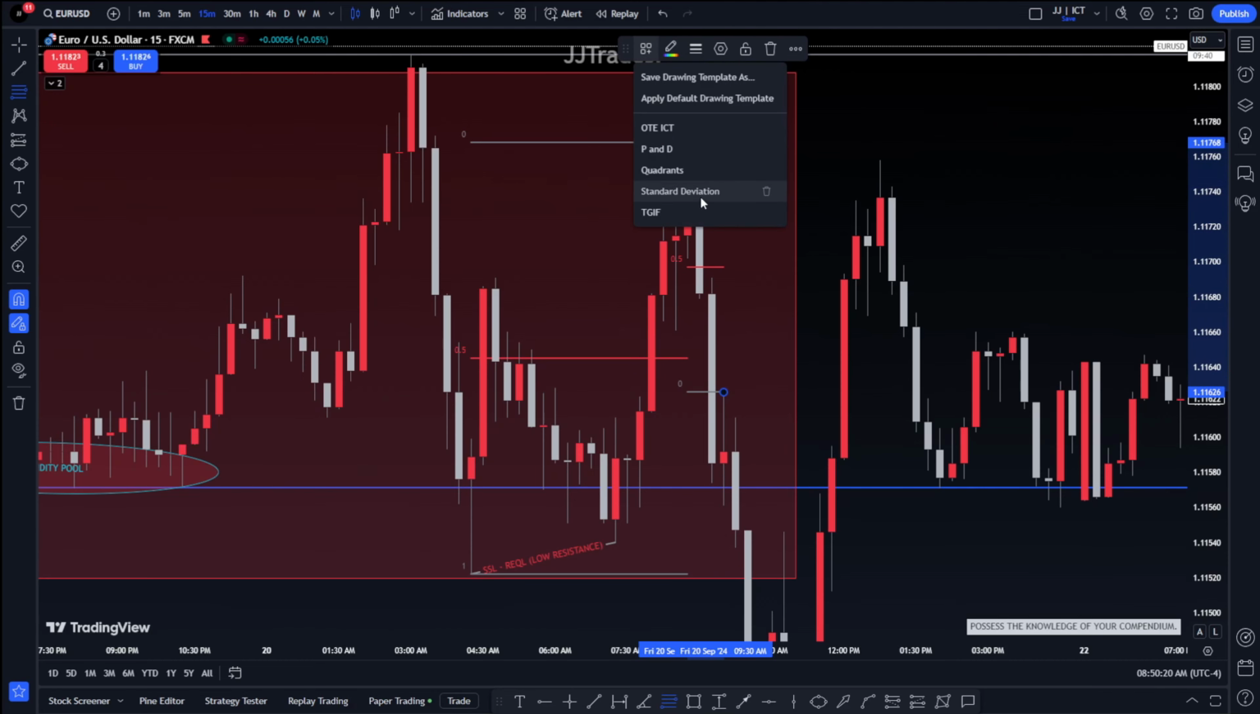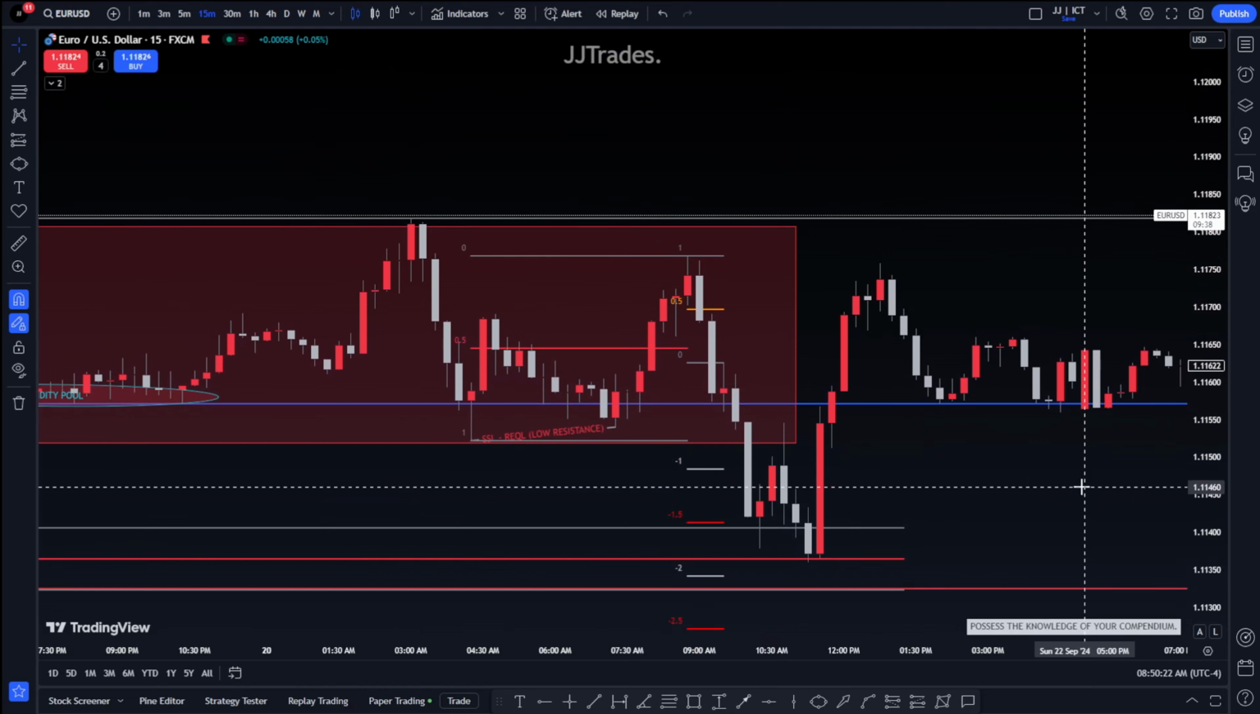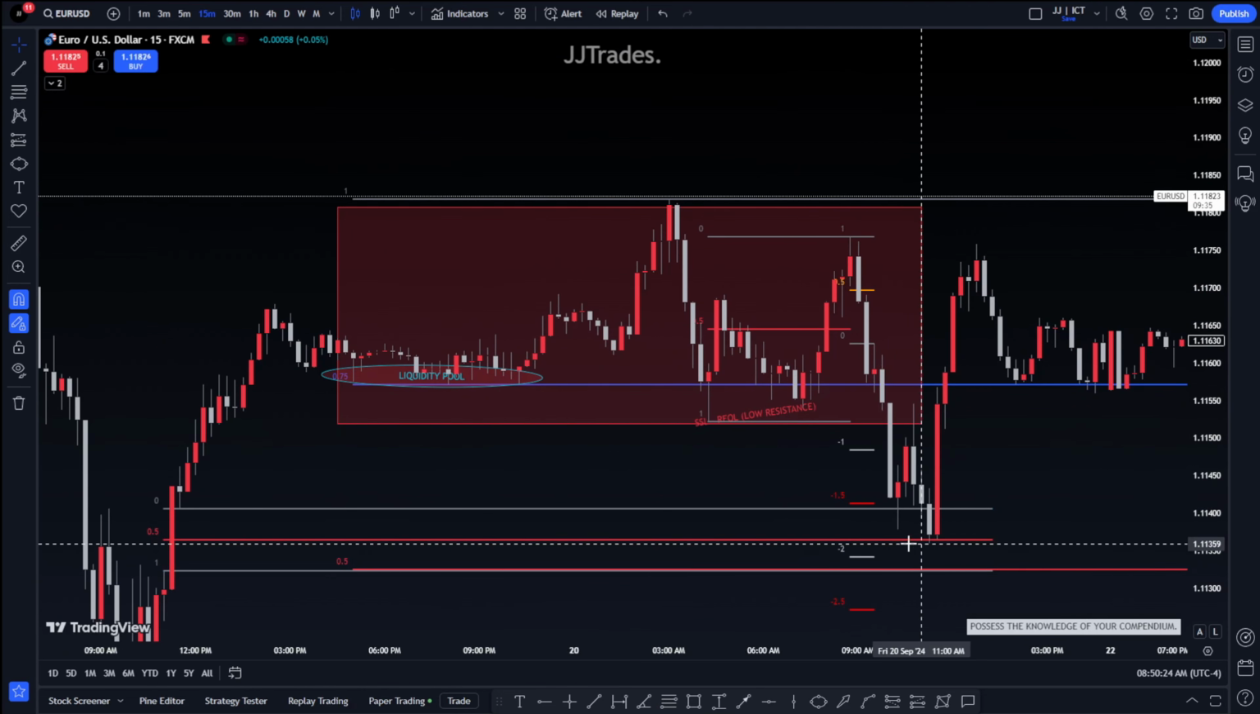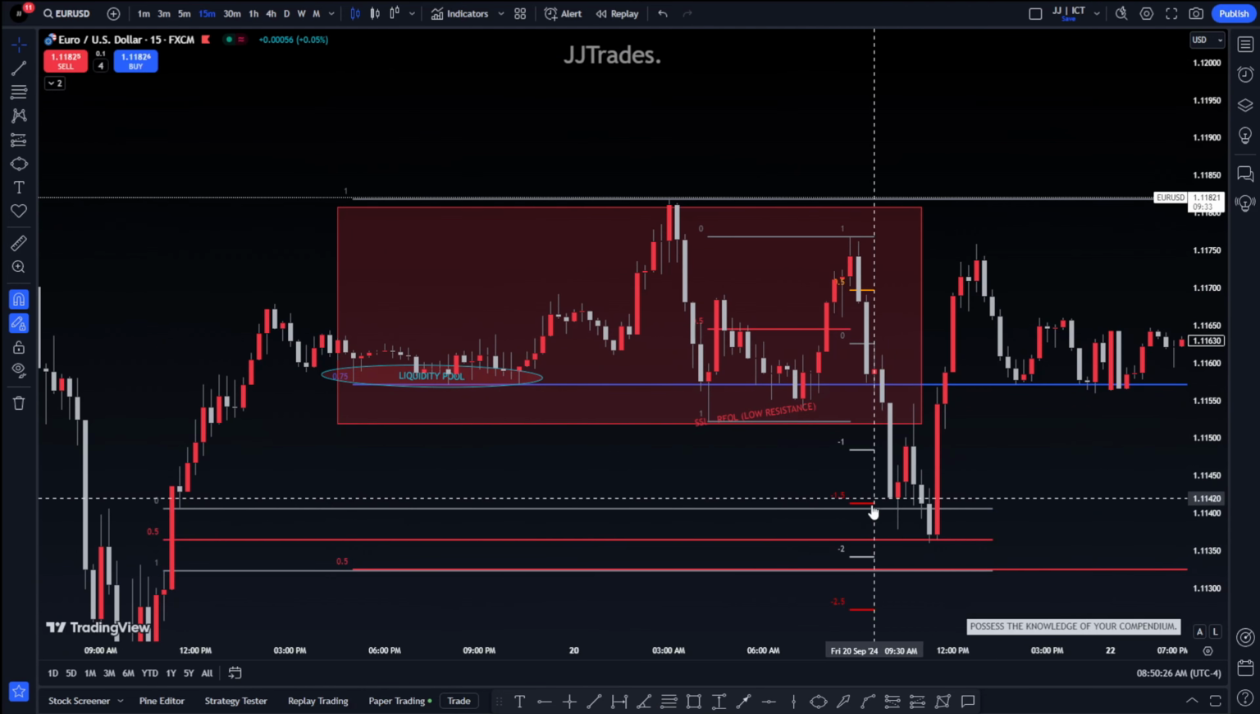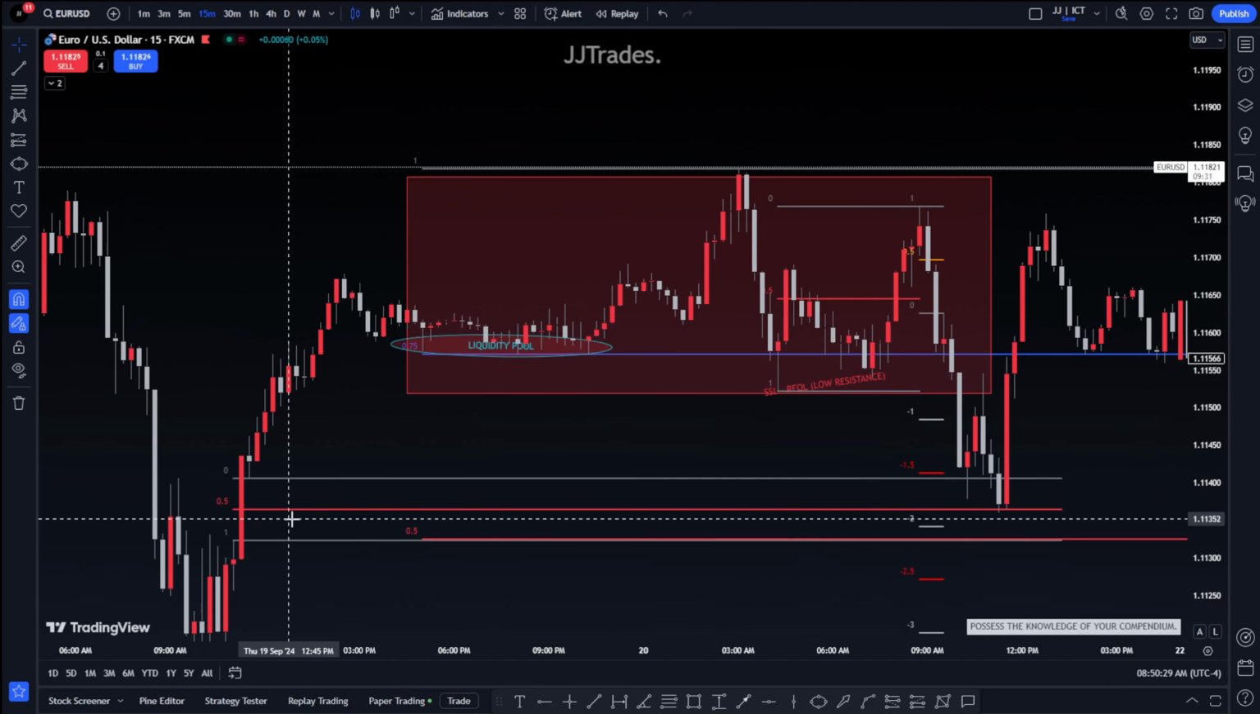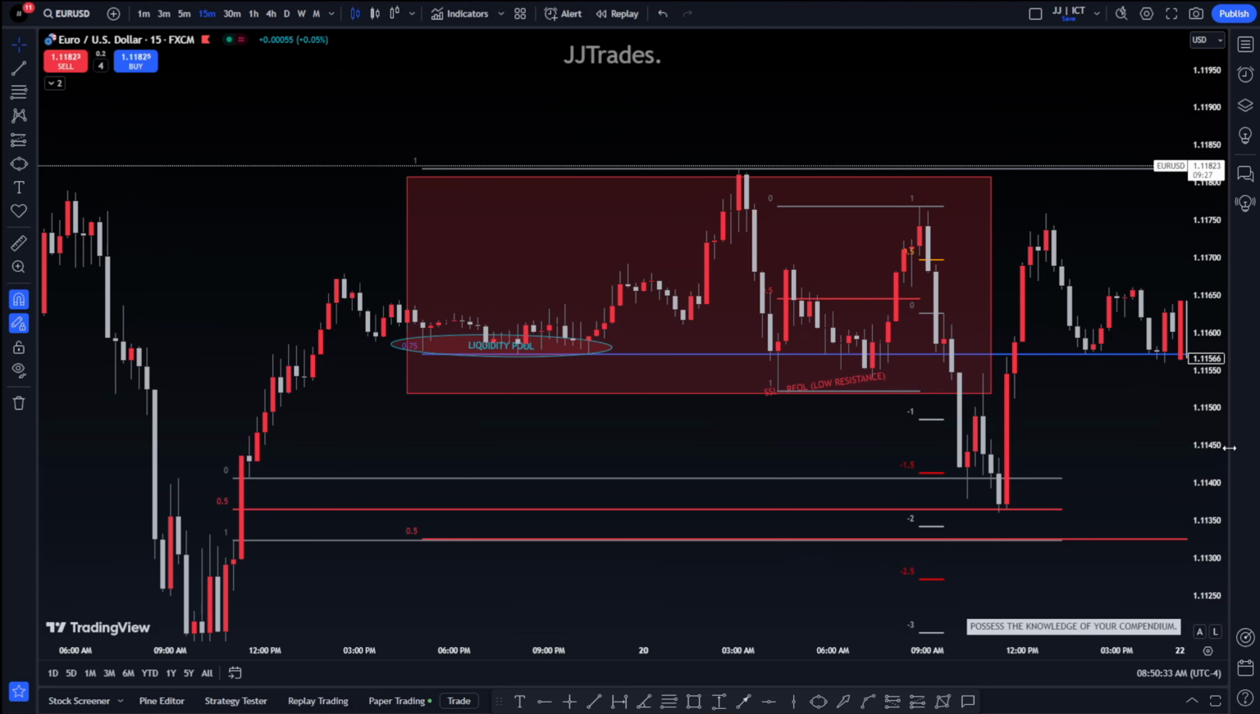Then what do we do? Standard deviation, bam. Look at that, 1 standard deviation, taken. 0.5 standard deviation, taken. Where's the 0.5? Right at that liquidity void. Does it take it? Yes, it does. Bam. Amazing, isn't it? It's crazy.